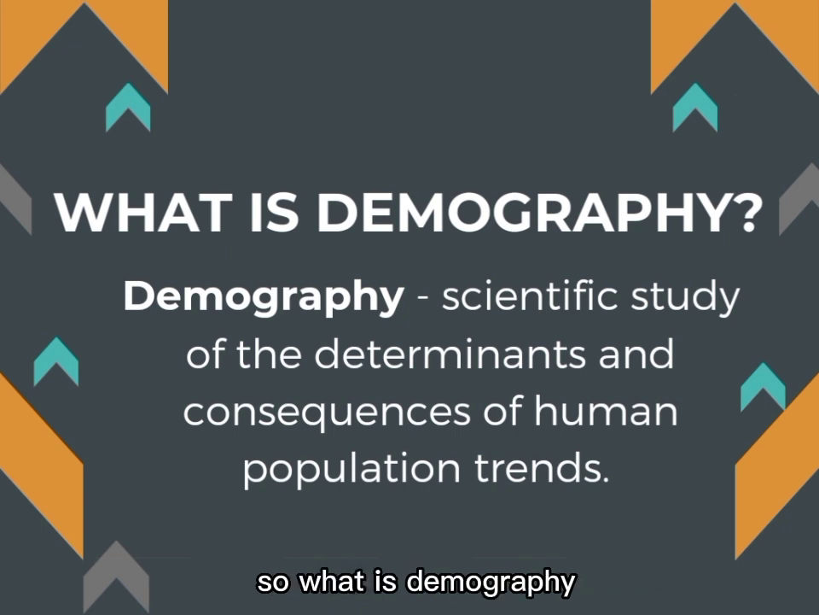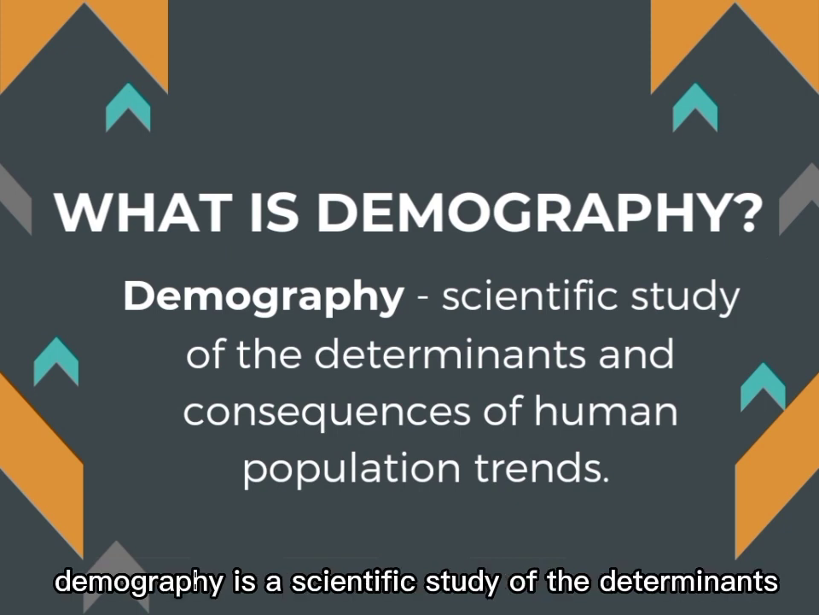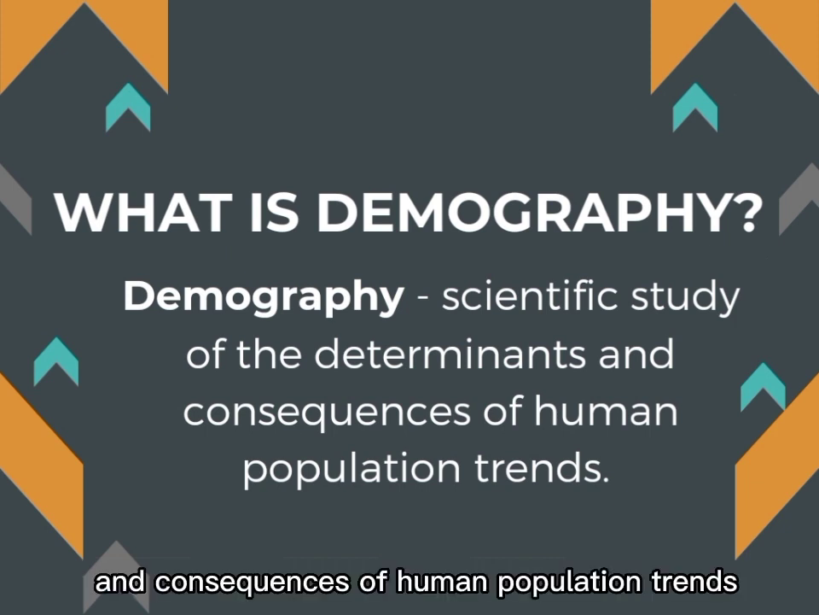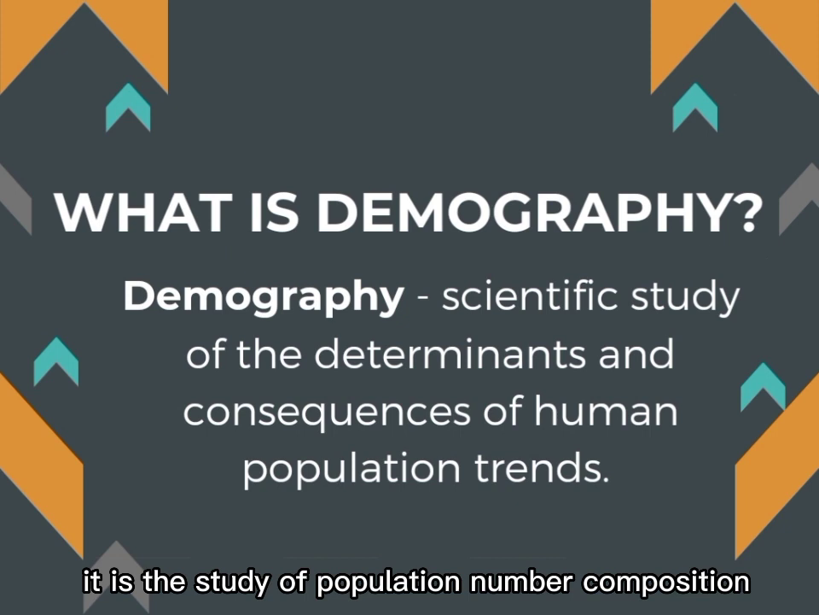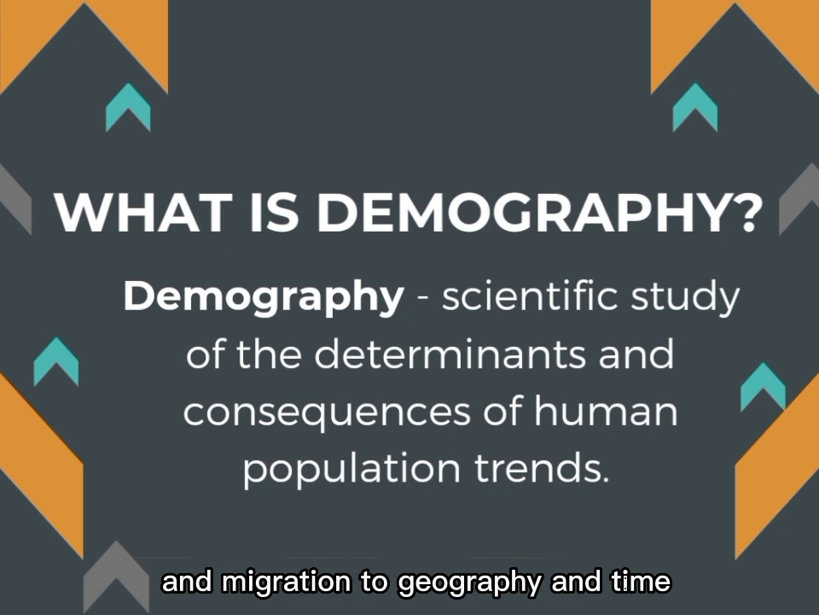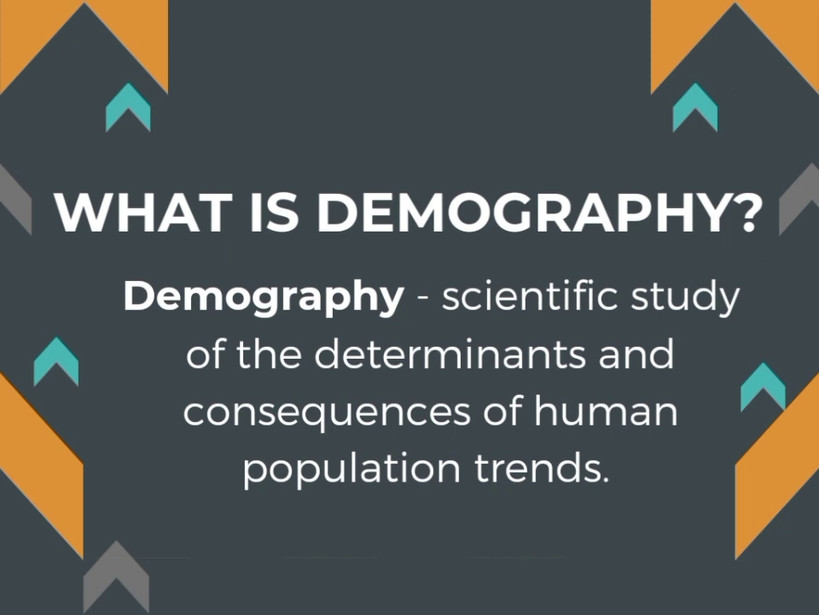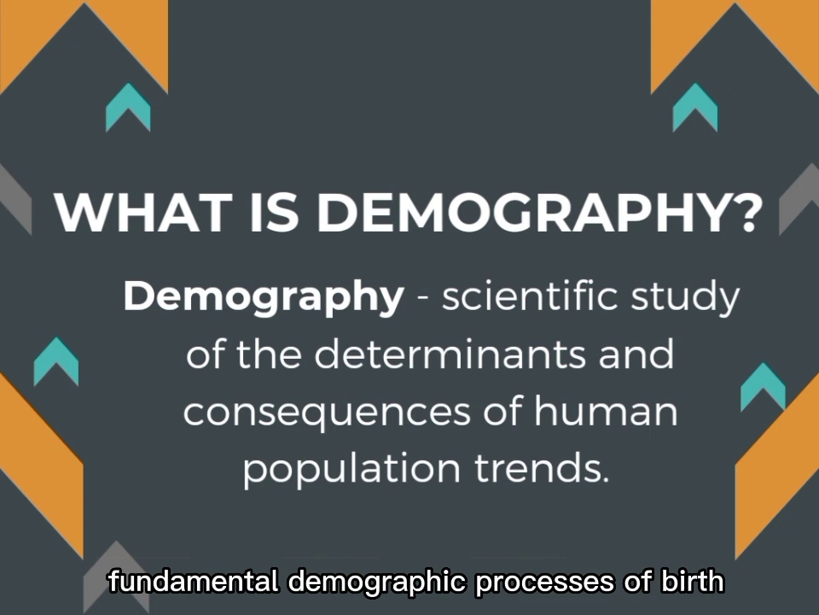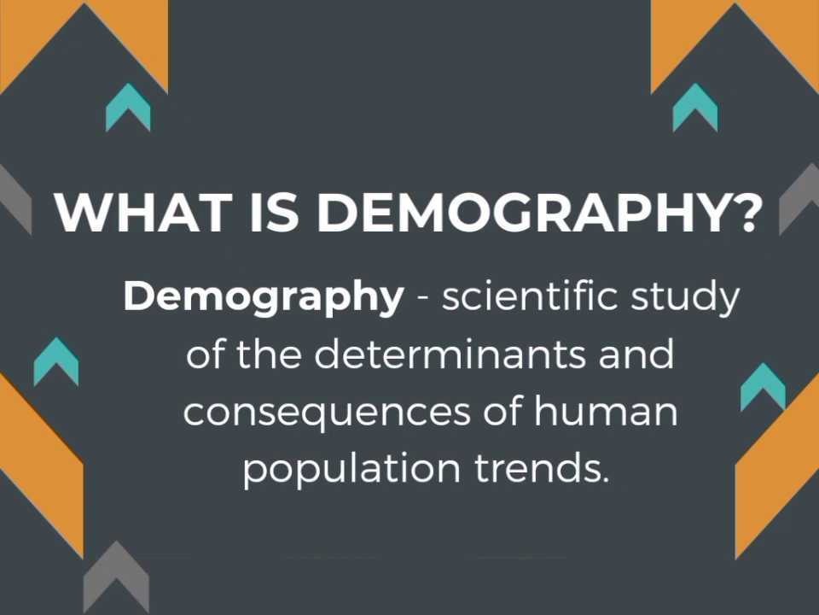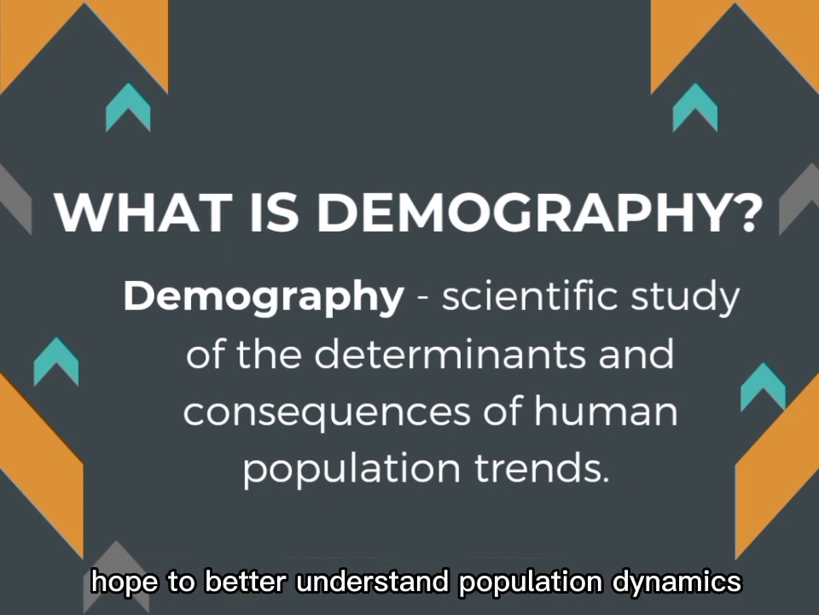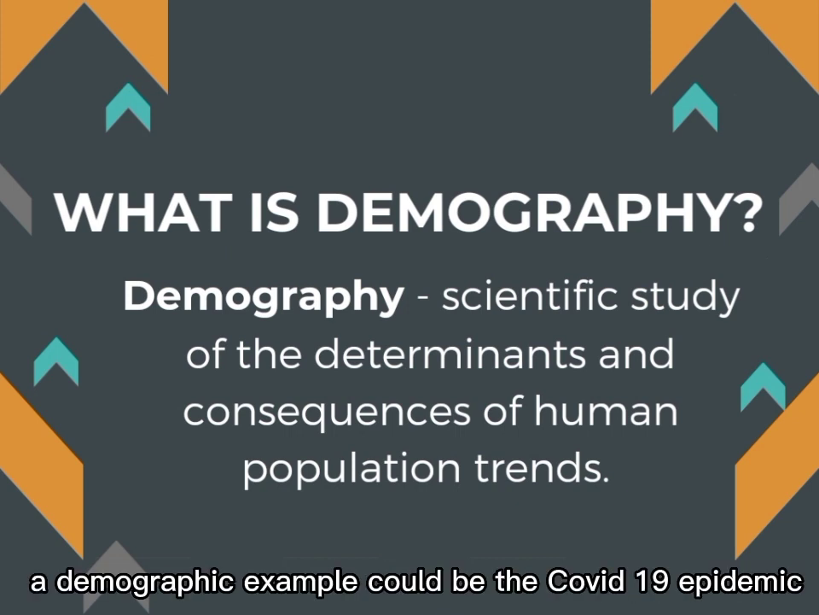So, what is demography? As I've said previously, demography is the scientific study of the determinants and consequences of human population trends. It is the study of population number, composition, and migration through geography and time. By examining the three fundamental demographic processes of birth, migration, and aging, demographers hope to better understand population dynamics. A demographic example could be the COVID-19 epidemic.